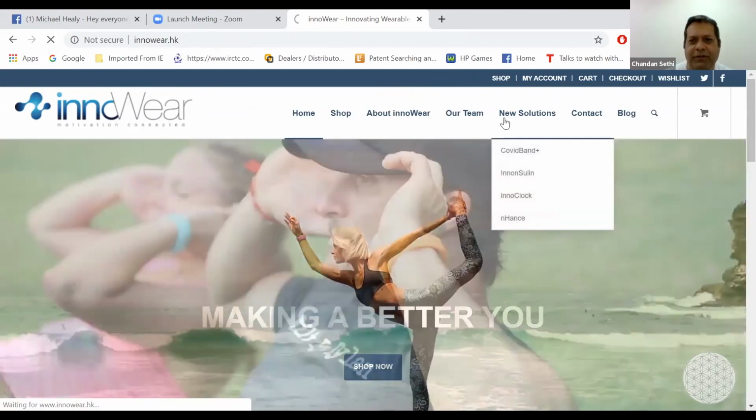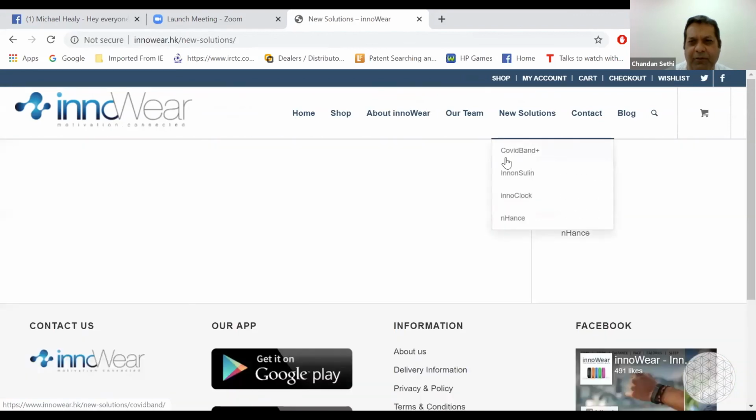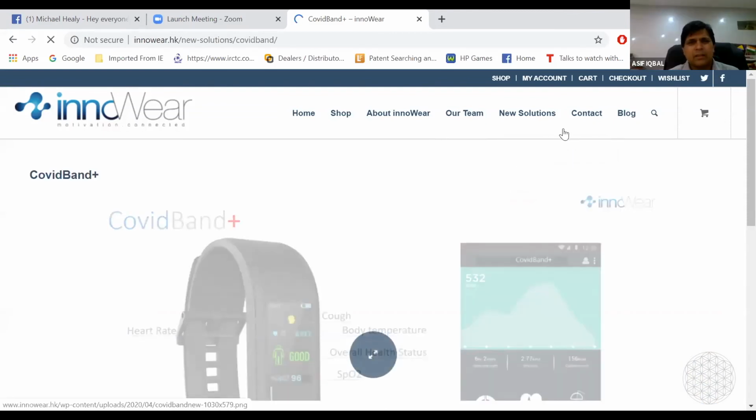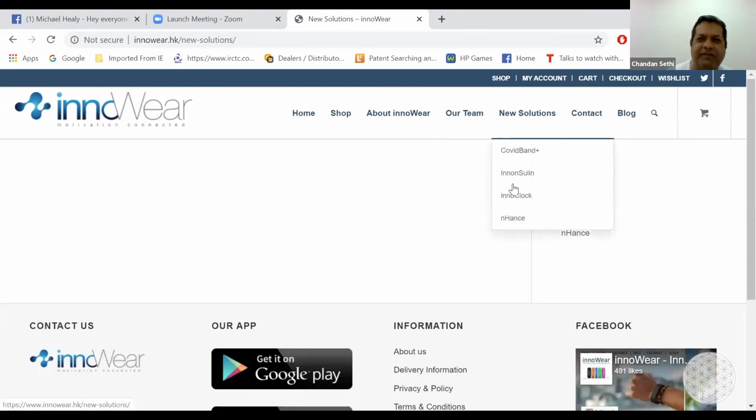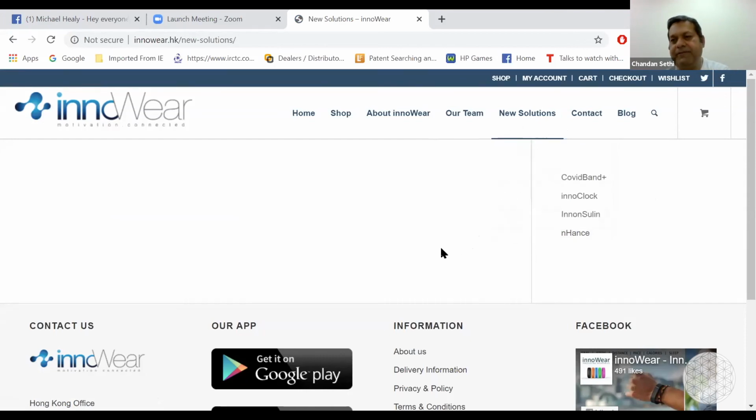So we are working on multiple new solutions. One is COVID ban, which I think I just shared with you. And then there are some other products we are working on: non-invasive blood glucose monitoring, which is a separate one. InnoClock is on mental wellness, and Enhance is on overall wellness. So these are the new products that we'll be working on as of now.